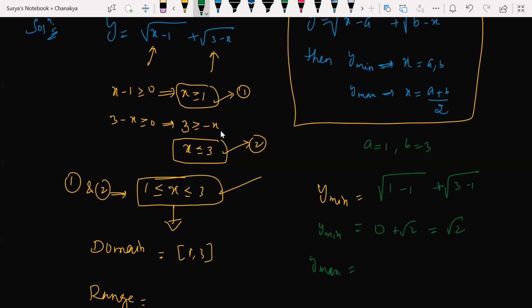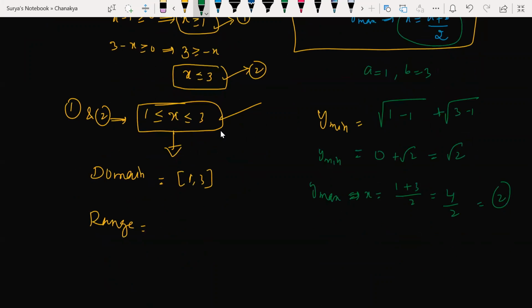What is y maximum? For y maximum, what do I have to do, beta? x value a plus b by 2. So for this, what is the x value? a plus b by 2. a value is 1, b value is 3, by 2. Which is nothing but 4 by 2, which is nothing but 2. x value 2 I have to substitute for maximum. So y maximum is equal to, x value is 2, which is 2 minus 1 plus 3 minus 2. Correct? So 1 plus 1, square root of 2.